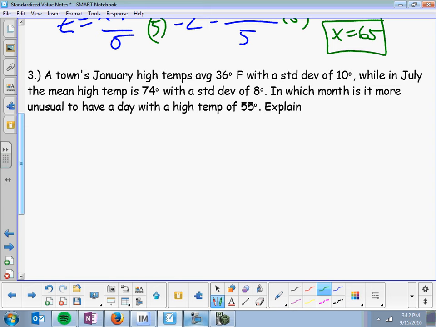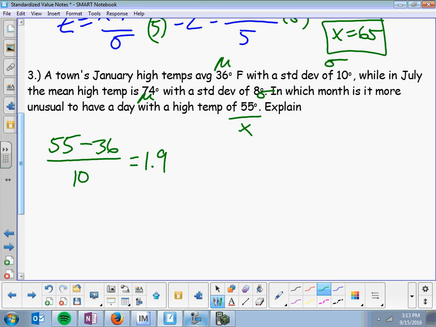So if I do the first one, January, high temps average 36, so that's mu, with a standard deviation sigma. July, mean high temp mu is 74, standard deviation is sigma. 55 is my X. So on one side, I'm going to take 55 minus 36, so this is in January, 55 minus 36 over 10, and I'm going to get 1.9. On the other side, in July, if it's 55, I'm going to take 55 minus 74, which is the average for July, divided by the standard deviation of 8, and I'm going to get -2.34.